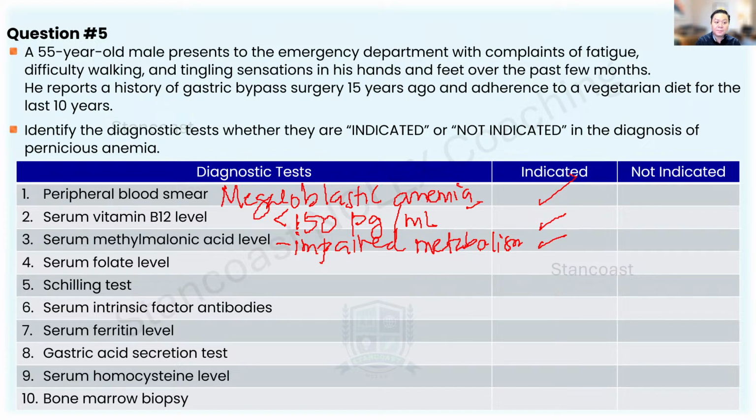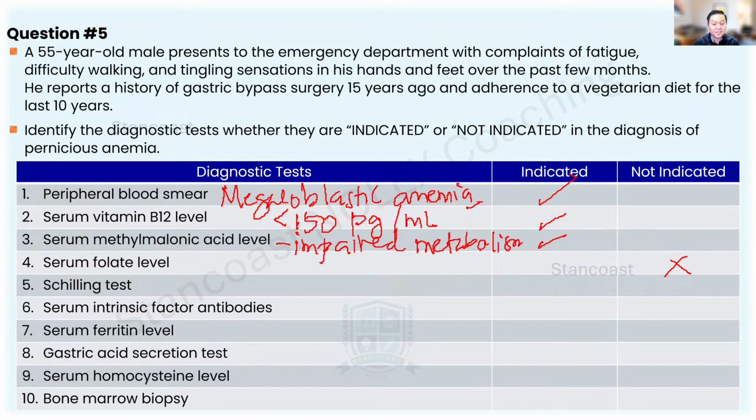What about number 4, serum folate level? We are talking about the vitamin B12, guys. So do you think that serum folate level would be helpful in the diagnosis? No, it will be incorrect. It will not be indicated. It will help in the diagnosis of folate deficiency, but not distinguish between the different causes of vitamin B12 deficiency. Okay, so no.